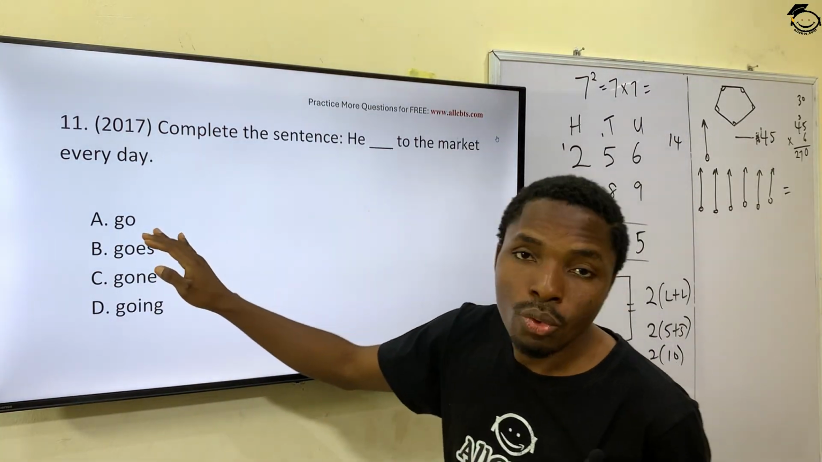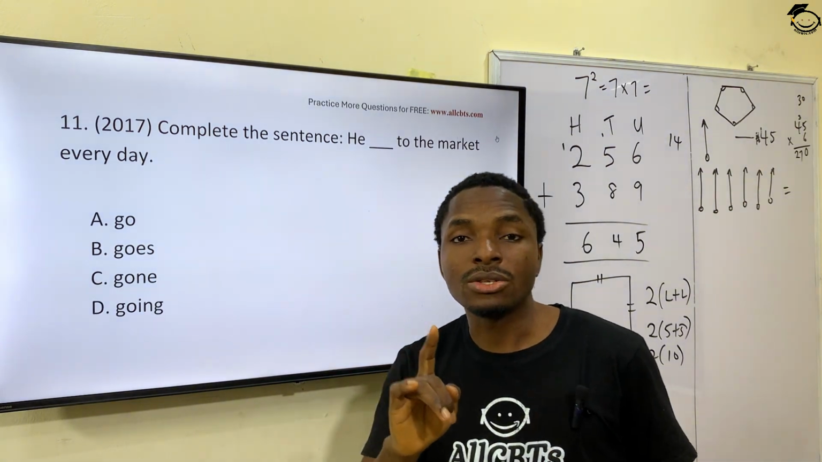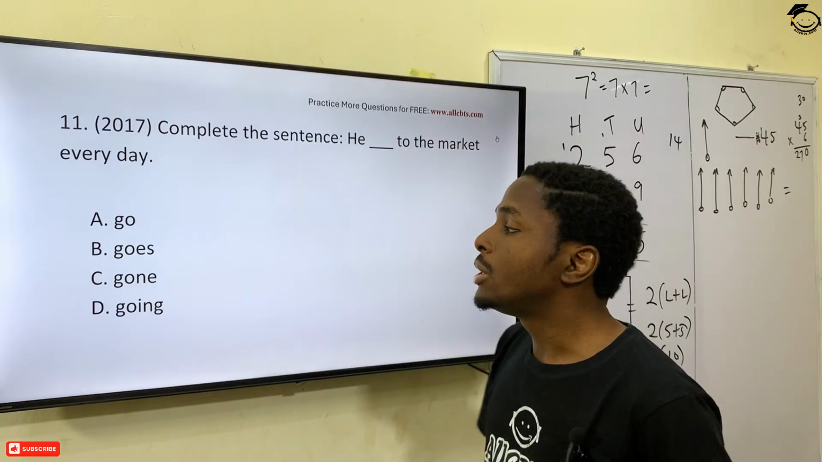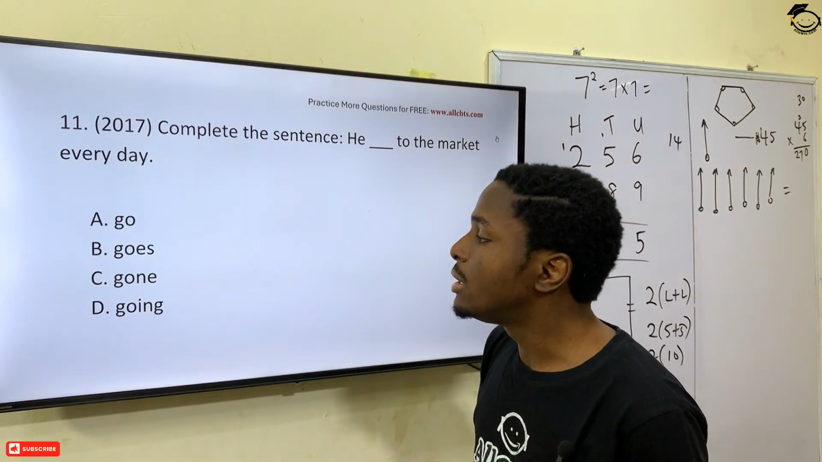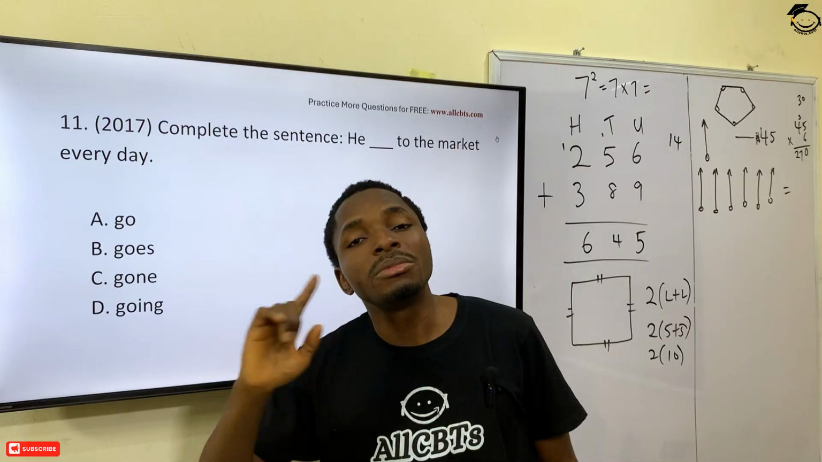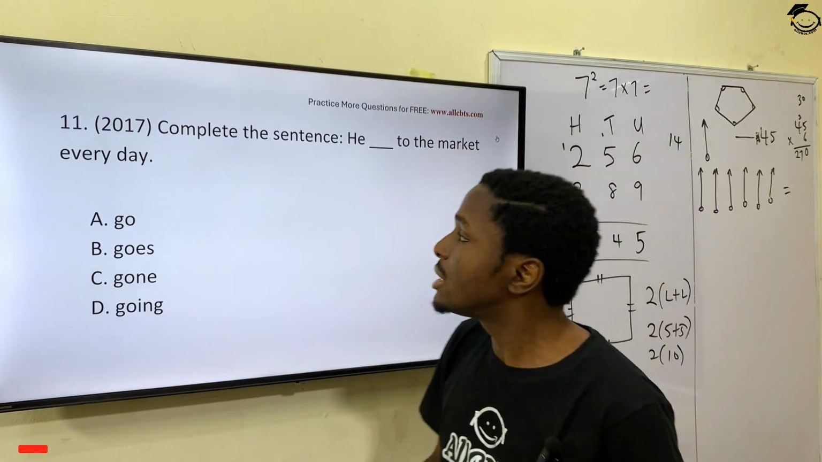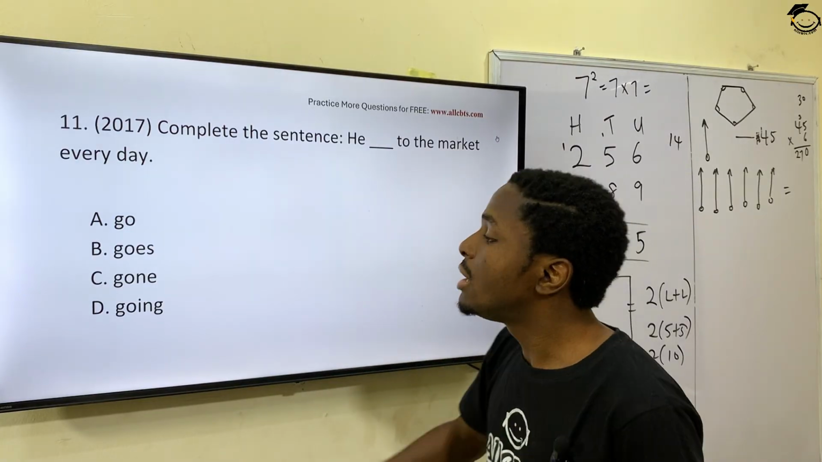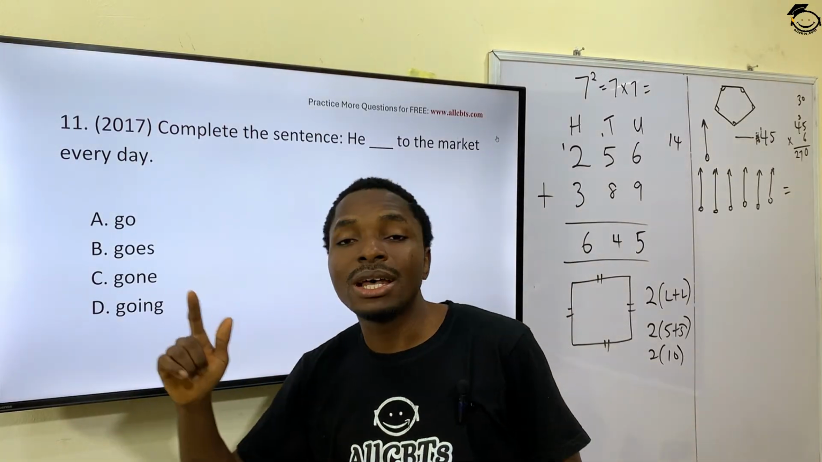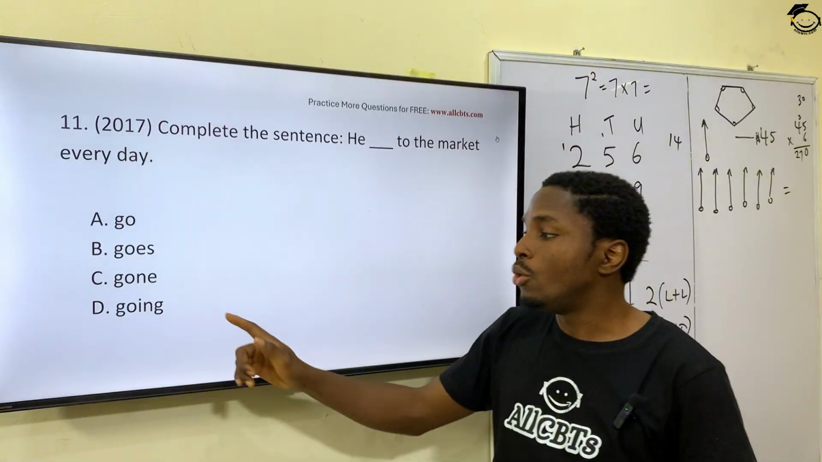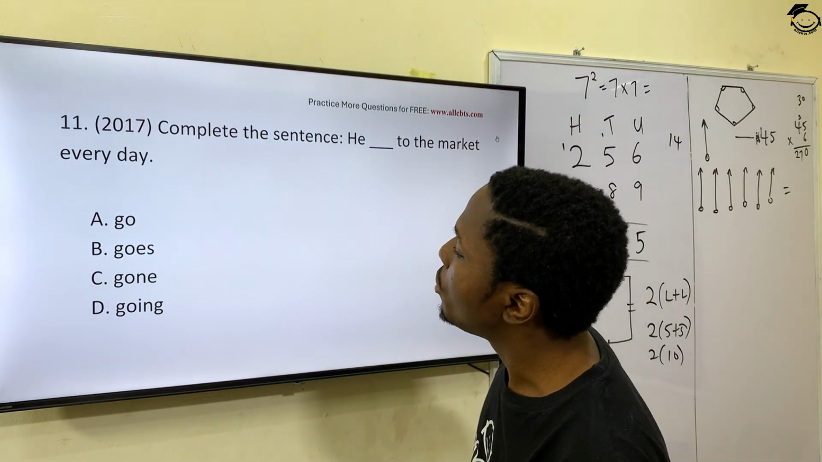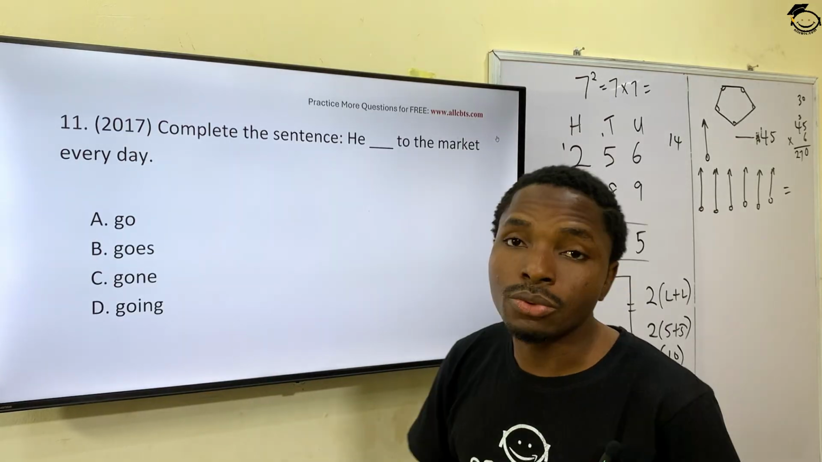And we have go. Go is a one-time thing, and oftentimes a verb. You can use it as a verb, you can use it as a noun. Go is one time. Goes means something that is often repeating. For example, he goes to school every day. He goes to the market every day. Gone is something that has happened in the past. And going is an occurring action. Okay, so we have goes, the correct one.